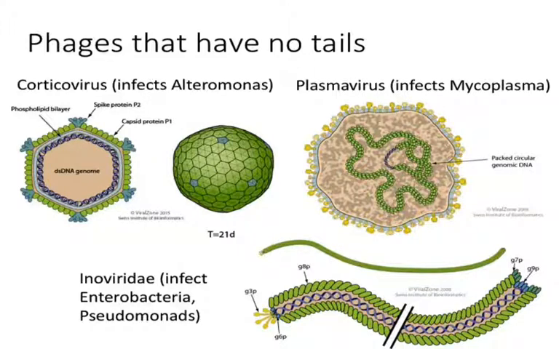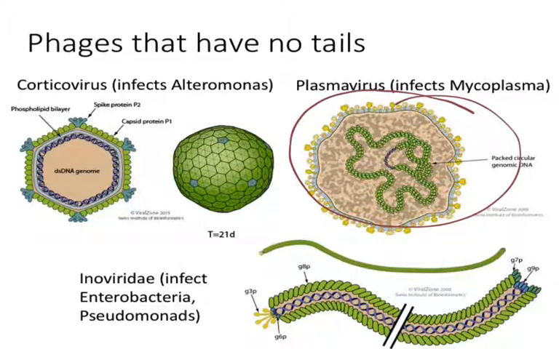There are some that would have a classical icosahedral structure, some that are helical, and then some that infect mycoplasma. Mycoplasma have no true cell wall or peptidoglycan, so they can actually be infected by fusion events, in the same way that we can see fusion of enveloped viruses in eukaryotes. And so you've got this pleomorphic or odd-shaped one over here, plasmavirus, which infects mycoplasma.